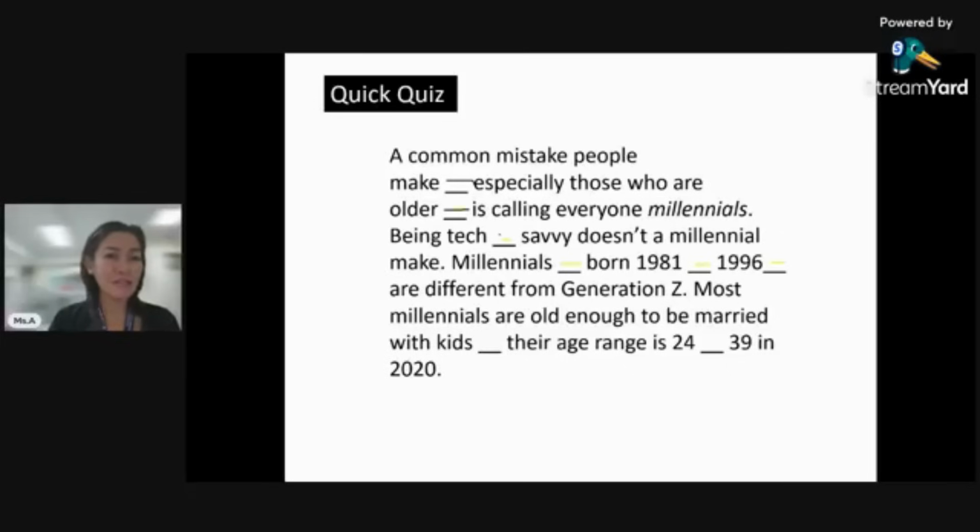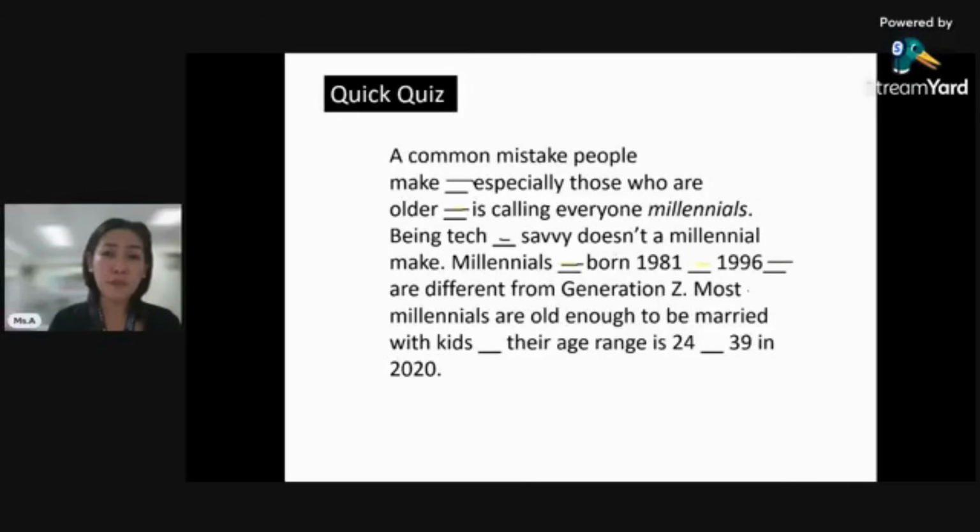So, being tech savvy, because tech savvy is a compound word, hyphen lang po siya. Maiksi lang. Okay? Doesn't a millennial make or doesn't make you a millennial. Kahit marunong ka or magaling ka sa technology, hindi po nangangahulugan nun that you're a millennial. So, ang millennials, again, you are giving emphasis to the millennials. So, M dash na naman ang gagamitin natin. Or yung M hyphen, yung mahabang, mahaba po. Ito po yung katapusan nung sentence niya or pag-describe niya sa millennial.